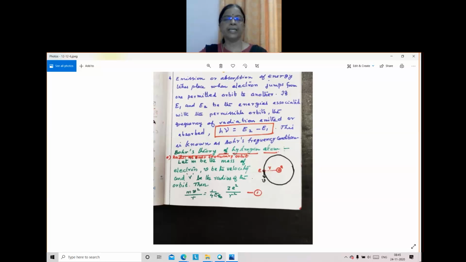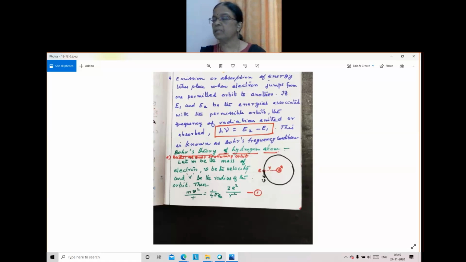In the general case, what is mv square by r? Amaldeep, what is mv square by r? Please answer. Centripetal force. Very good. Then 1 by 4 pi epsilon 0, Z e square by r square.